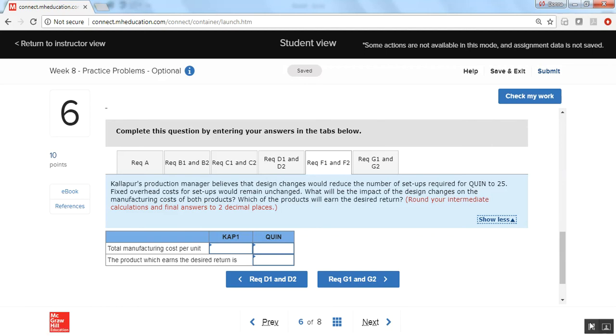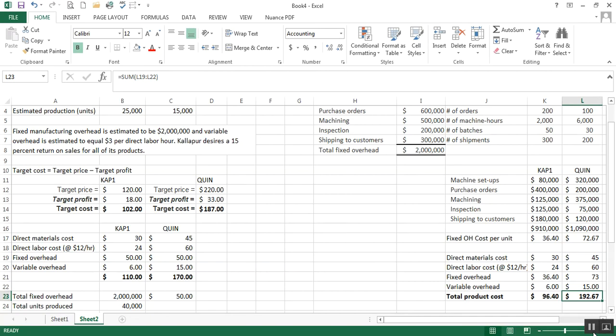I'm going to pause the video here. The rest of the problem is just repeating the same process and tweaking some of the activities for changes in assumptions. So hopefully this helped you understand activity-based costing and target costing. Please let me know if you have any additional questions.